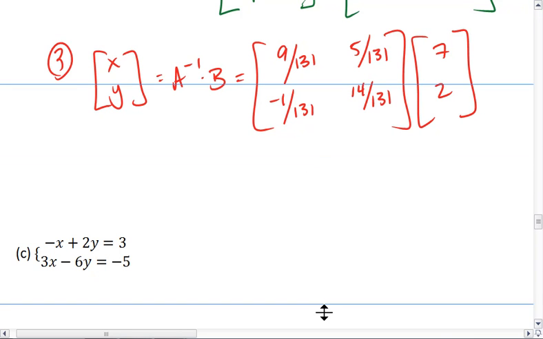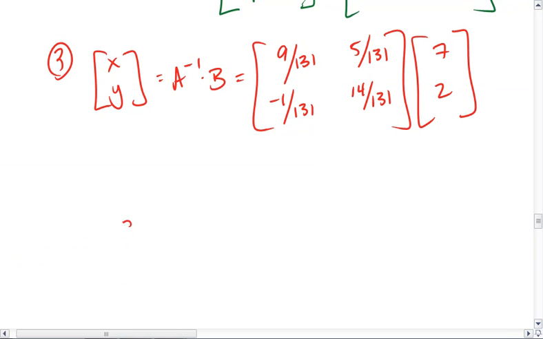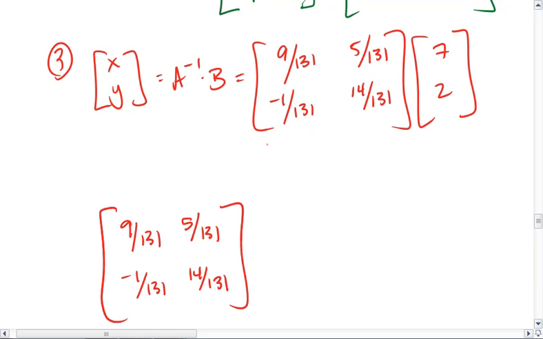When I work out this multiplication, it helps if my handwriting's a little bit more legible. There we go.